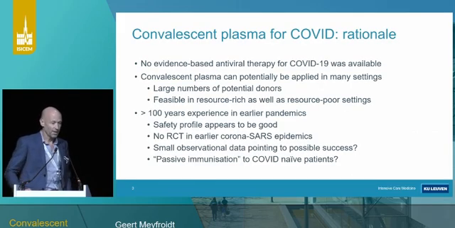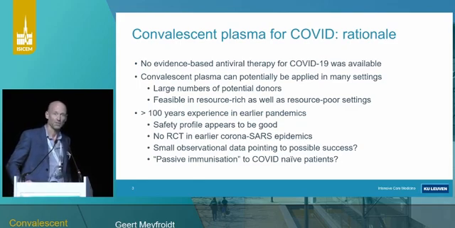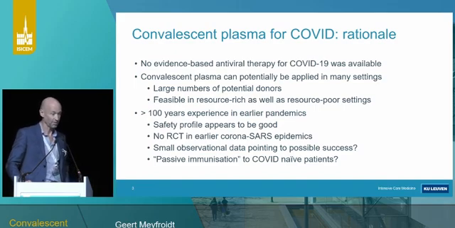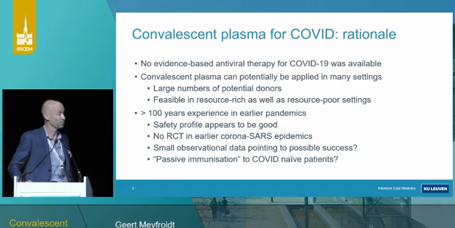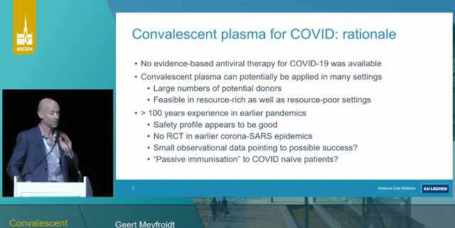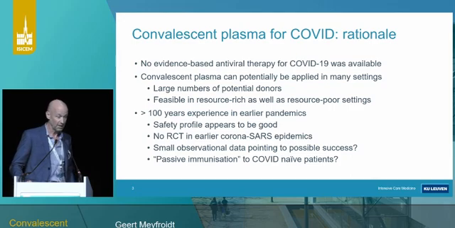So what was the rationale in the beginning, and why so many convalescent plasma trials that you've seen in the meantime? Well, in the beginning, of course, there was no evidence-based antiviral therapy. It's a therapy that is potentially to be used in many settings, because with the large number of affected people, there's a large number of potential donors. And also it's a therapy that can be made available in resource-rich areas such as this country, but also in more resource-poor settings. And there is a long experience of the therapy in earlier pandemics, which have not so much shown efficacy, but at least a good safety profile.